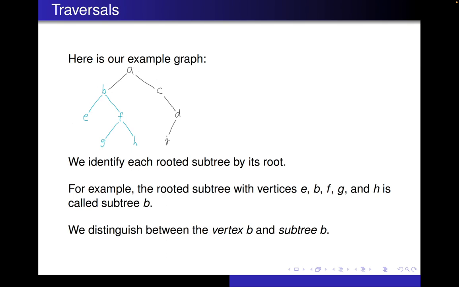So B is going to represent 2 things. It's going to represent the vertex B, right? But it's also going to represent the subtree B that's given by B and all the vertices that are descendants of B.